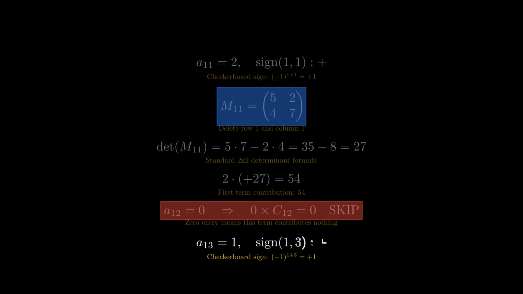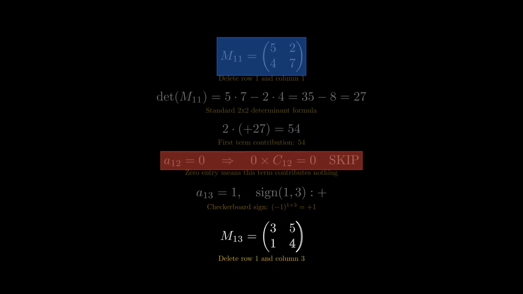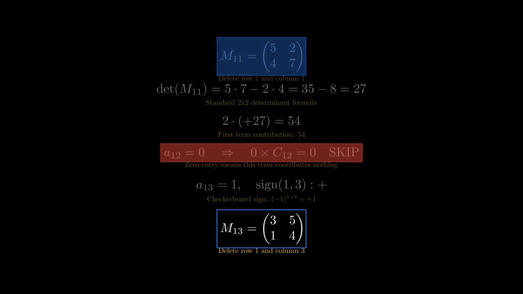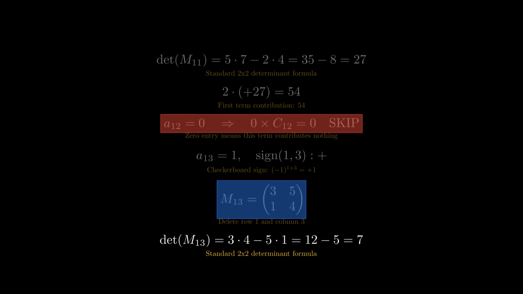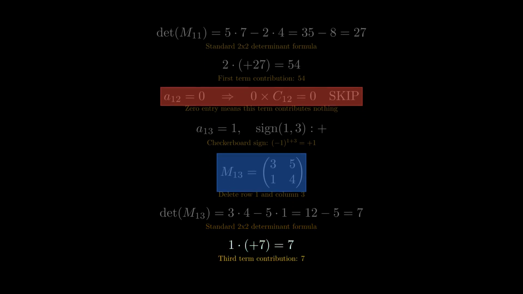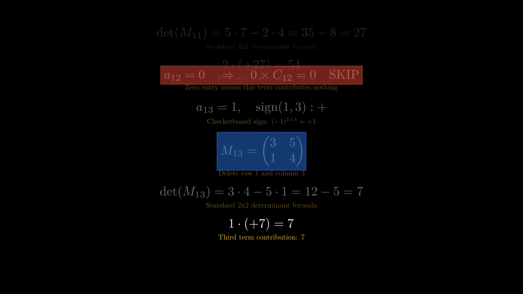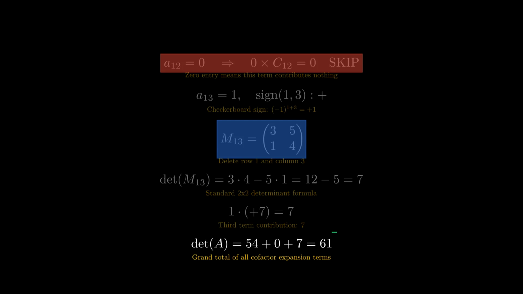The third entry is 1 at position 1, 3. We delete row 1 and column 3. The remaining submatrix has entries 3, 5, 1, 4. The checkerboard sign at position 1, 3 is plus. That determinant is 3 times 4 minus 5 times 1, which equals 12 minus 5, which equals 7. So the contribution is 1 times 7, which equals 7. The grand total is 54 plus 0 plus 7, which equals 61. And therefore, the determinant of A is 61.